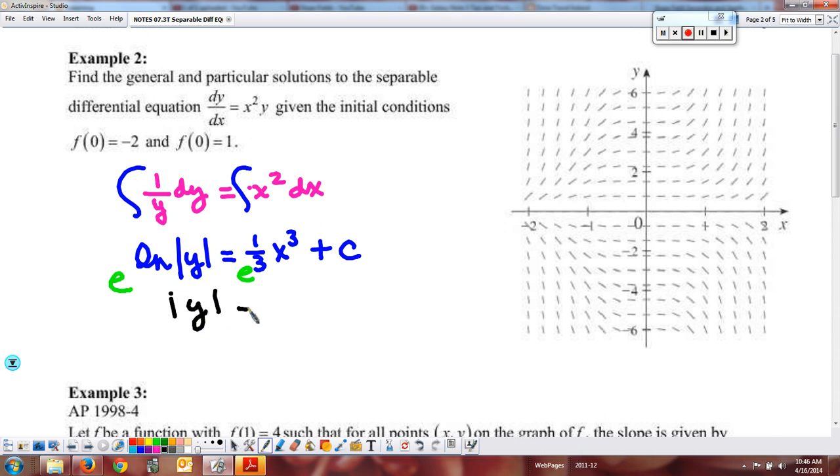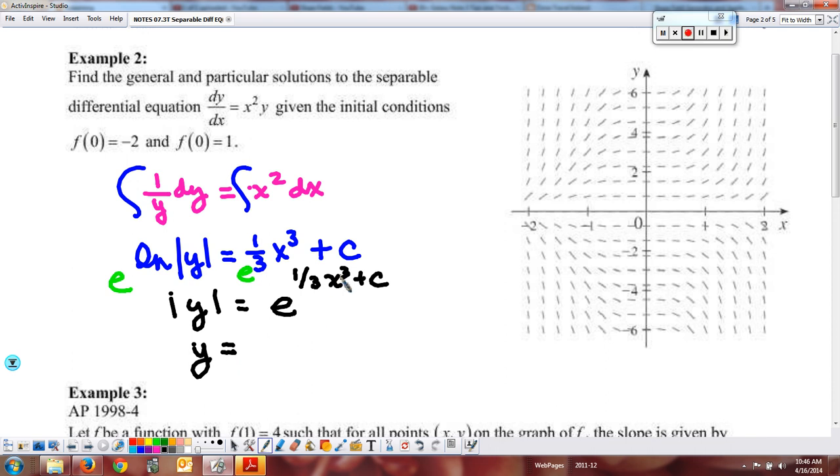Absolute value of y equals e to the 1/3 x cubed plus c, okay? Now, there's a little bit of math here, but I'm going to show you this and then we're pretty much just going to accept it and see how this works. First off, e to a power is always positive, so you no longer need your absolute value.